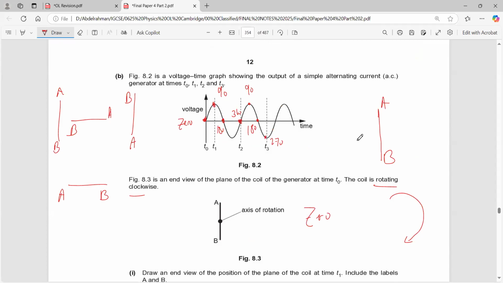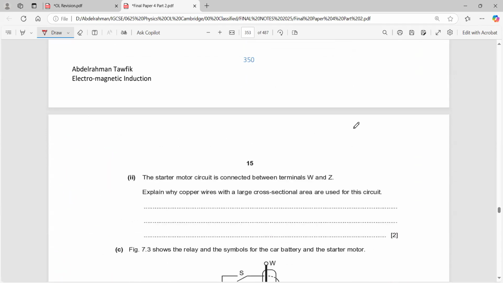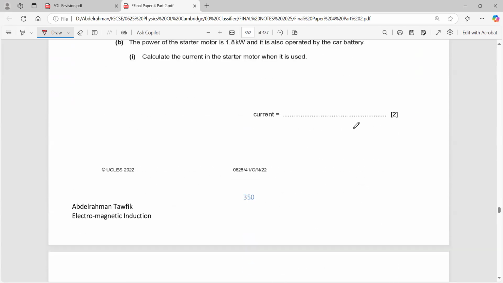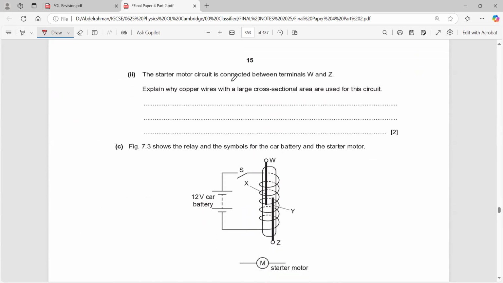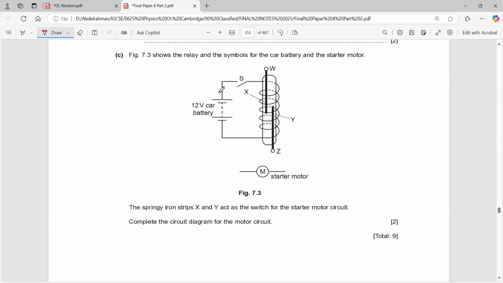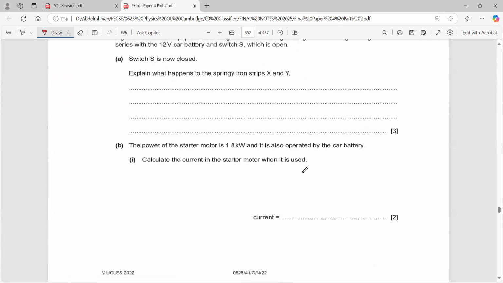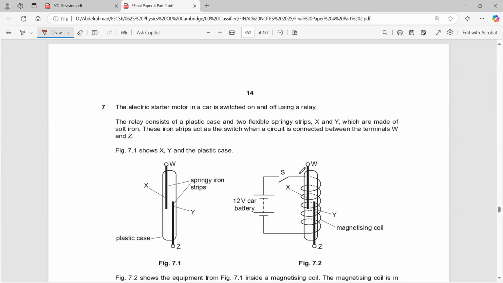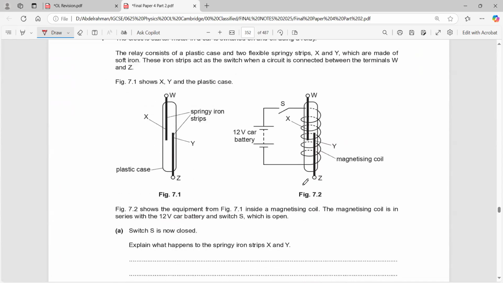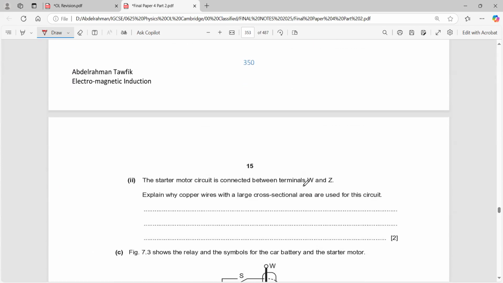Moving on to the previous question. This is the starter motor question. We can just ignore part II now. Now we have a part of the relay, and we need to start this battery. Let's start the question from here and then move back to the remainder of this question.